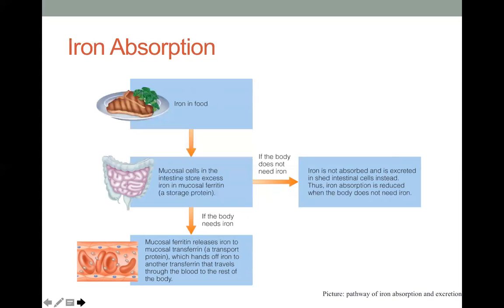So when we consume iron in foods, it goes to the mucosal cells, which are lining the intestinal tract, and it's stored in something called ferritin, which is a storage protein for iron. This will capture iron from food and store it in the cells, and if we need it, it will release it to a transport protein called transferrin, which will travel through the bloodstream. But if we don't need it, what ferritin will do is it will be shed in the intestinal cells before it's been absorbed into our blood. So we can either absorb iron via transferring the iron from ferritin to transferrin into the blood, or we can excrete it before we've absorbed it.